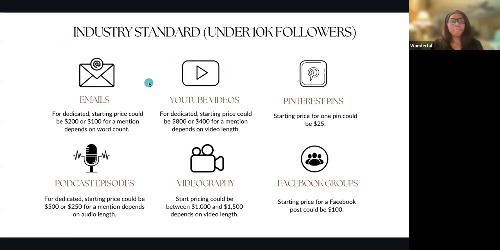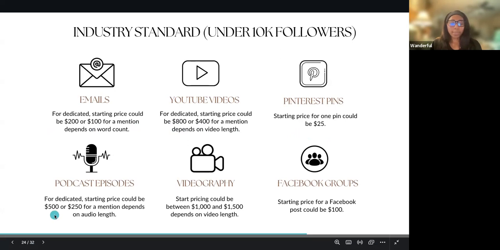money maker. Email, so if you have an email list and you send out email newsletters, starting price for something that's dedicated, meaning your email is all about the brand, is usually around 200. But if it's just a mention of the brand within a larger email newsletter, around $100 is a good thing to charge them. For YouTube videos, dedicated 800. For a mention, 400. Pinterest pins, $25 per pin. For podcast episodes, for a dedicated one, 500. For a mention, 250. For videography, starting price is usually between 1,000 and 1,500.